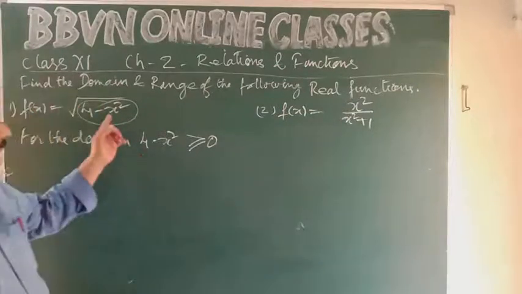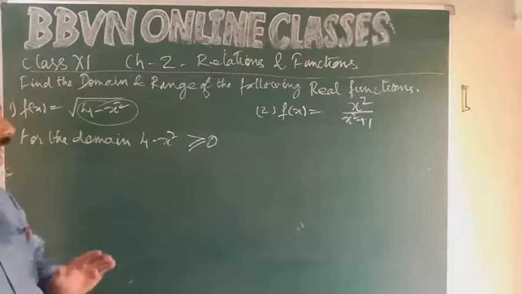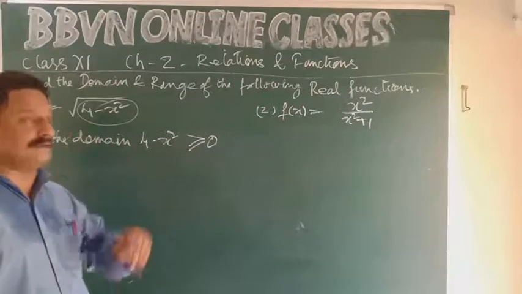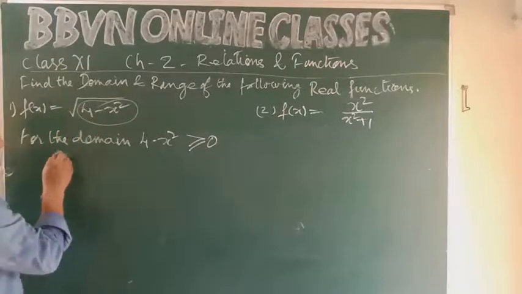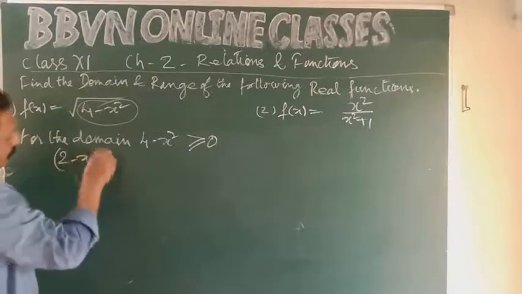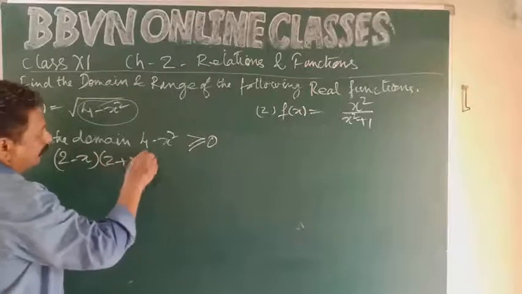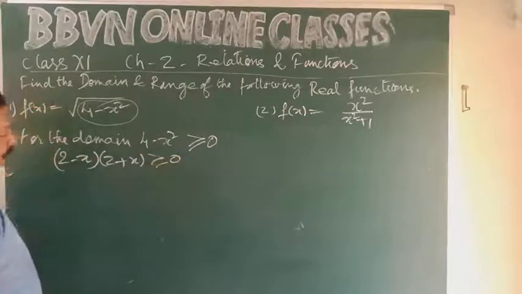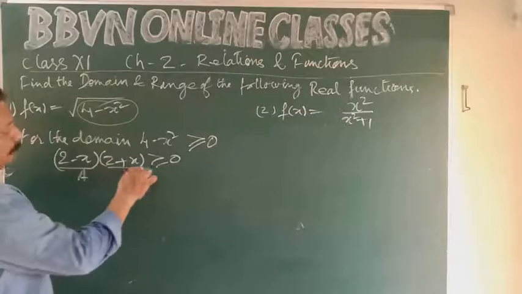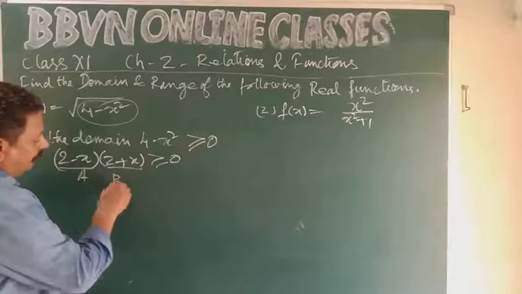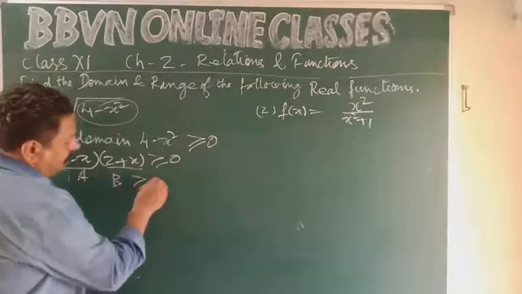So the value of x is confined to the condition that 4 minus x square is greater than or equal to 0. If I factorize 4 minus x square, I have (2 minus x) into (2 plus x) greater than or equal to 0. 2 minus x is a term, let's call it a. 2 plus x is another term, let's call it b. The product of a and b is greater than or equal to 0.